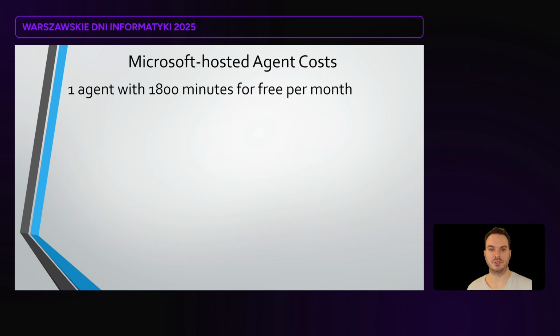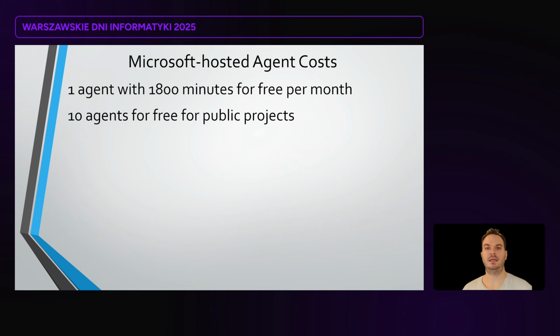And now let's talk about the costs. As I said, we have a free tier, and this means every organization gets one agent with 1,800 minutes per month for free. So you can use this agent, but if you run out of these 1,800 minutes, you can't use it until the end of the month. And to circumvent this, one more thing is, if you have a public project, then you get 10 agents with unlimited minutes for free. So most of the time, public projects are hosted on GitHub, but you could also use Azure DevOps to do that, and then you get the agents.